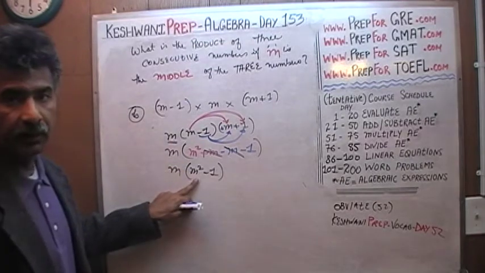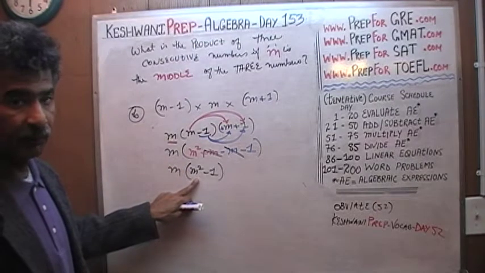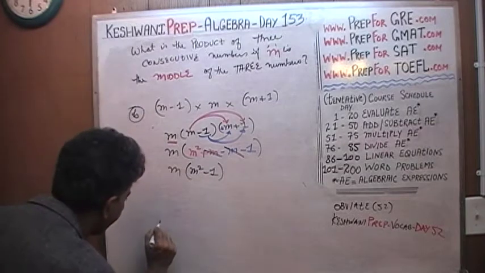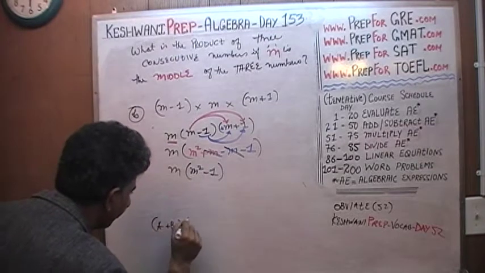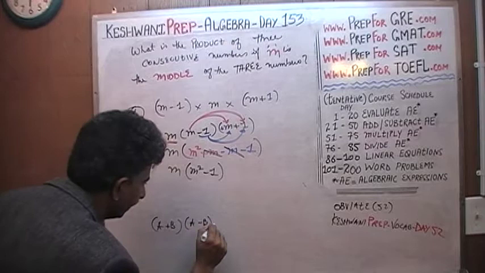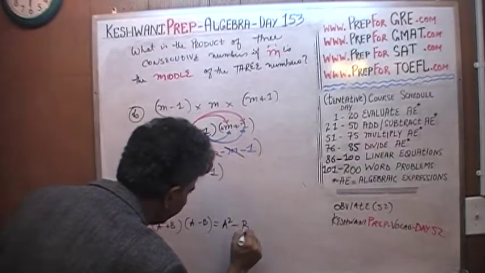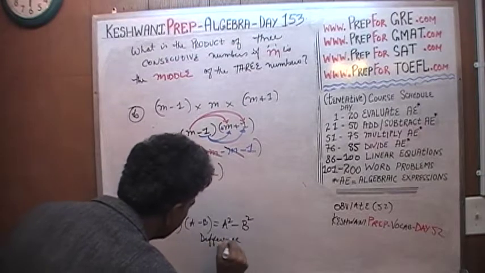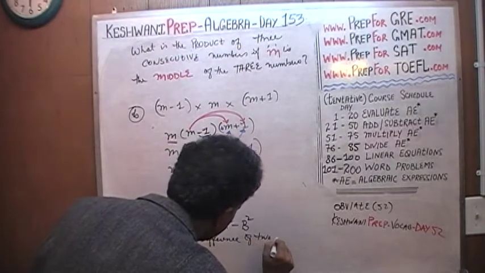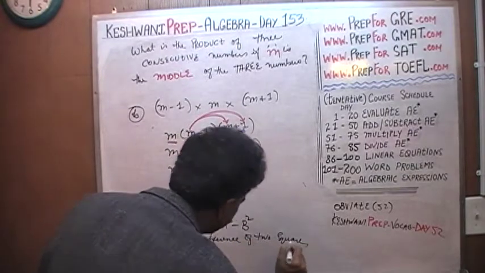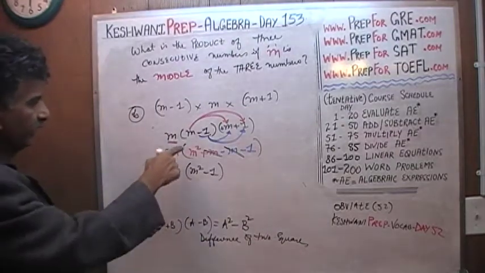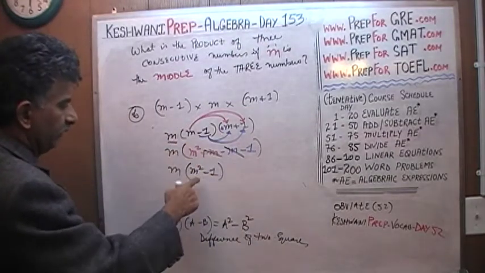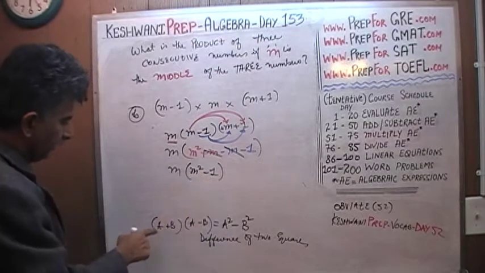What we just found here, there's a name for it. It is called difference of two squares. It goes something like this. A plus b times a minus b equals a squared minus b squared, and it is called difference of two squares. That's what it is. M plus 1 times m minus 1 is equal to m squared minus 1.